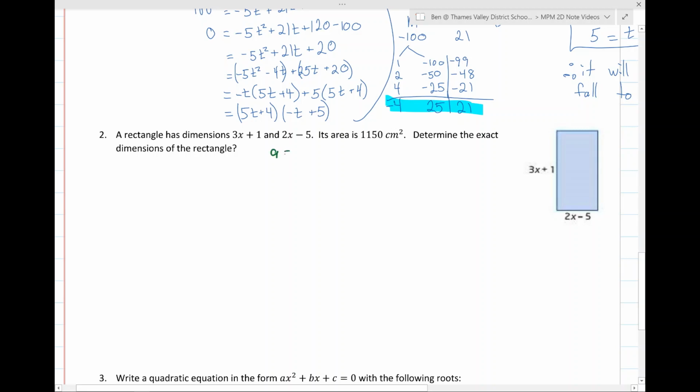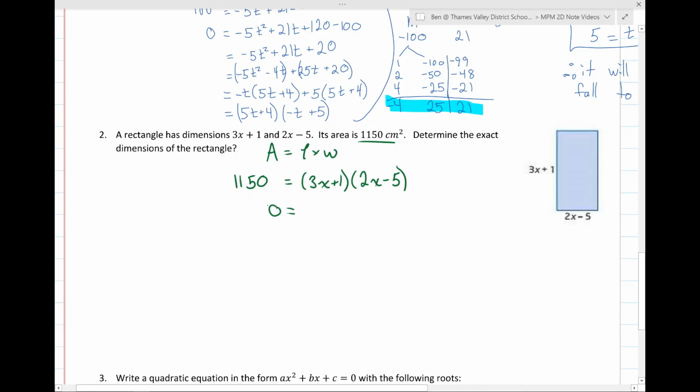Our area, we know, equals length times width. Here we have our length, we have our width. So that means that our area, and really if we're writing area, we should use a capital A, equals 3x plus 1 times 2x minus 5. The other thing we know is our area equals 1,150 centimeters squared. So 1150 on the left-hand side, and all of a sudden, this is a quadratic problem that we need to solve. If we're solving this, we need to move everything over to the right-hand side.